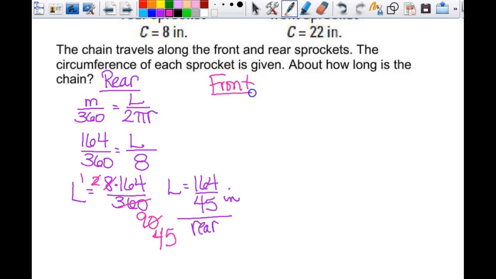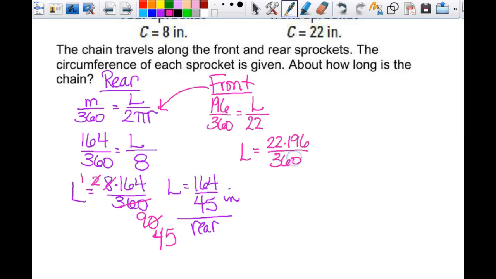I've already written down the formula right here, so I'm not going to write it down again. That arc measure is what? 196. So 196 over 360 is equal to the length over 22. Okay? So when I cross multiply here, I'm going to get L is equal to 22 times 196 over 360.